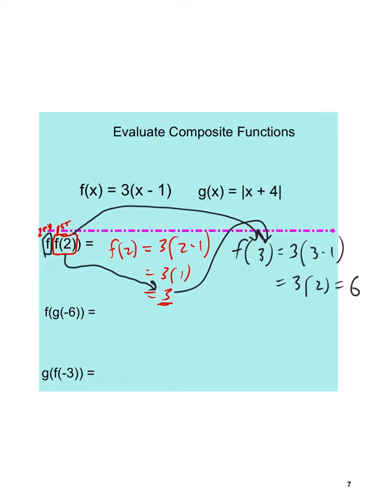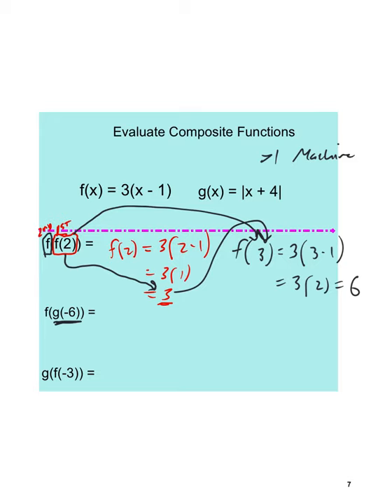And again, composite means we're just going with more than one machine in this case. Okay, more than one machine to run these functions over and over. Now again, in this case, it was both the f machine. Now in the next one, you can see we're going to do the g machine first. So we're going to start off with g of -6.